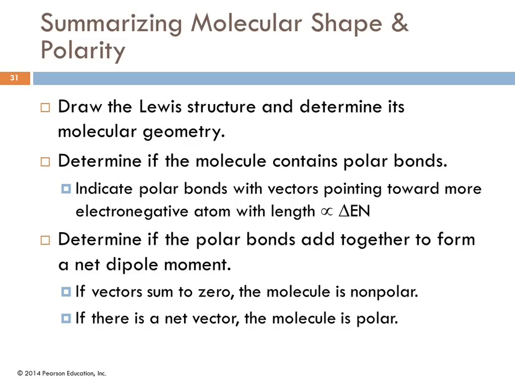So to look at the polarity of a molecule, we need to look at the Lewis structure and find the molecular geometry. That's the VSEPR theory. Then we need to see, does the molecule have polar bonds? Oftentimes the molecules do. And then you draw the polar bonds as vectors pointing toward the more electronegative atom. The length of the vector would depend on the difference in electronegativity. That's not going to be a huge deal. Then you determine, do the polar bonds add together? If they add together to zero, then the molecule's nonpolar. But if there's a net vector, the molecule's polar.